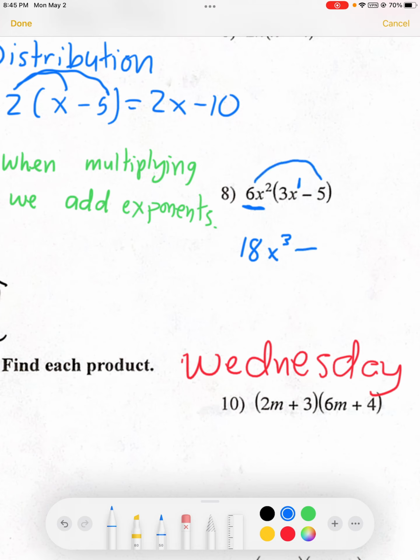We can go and finish that out. 6x squared times negative 5, that will become 30x squared.